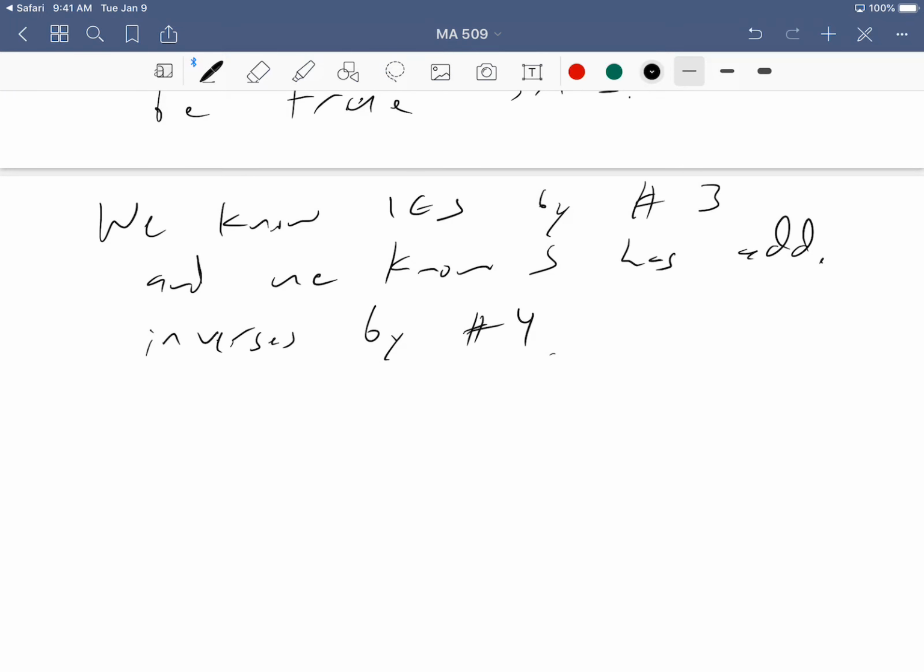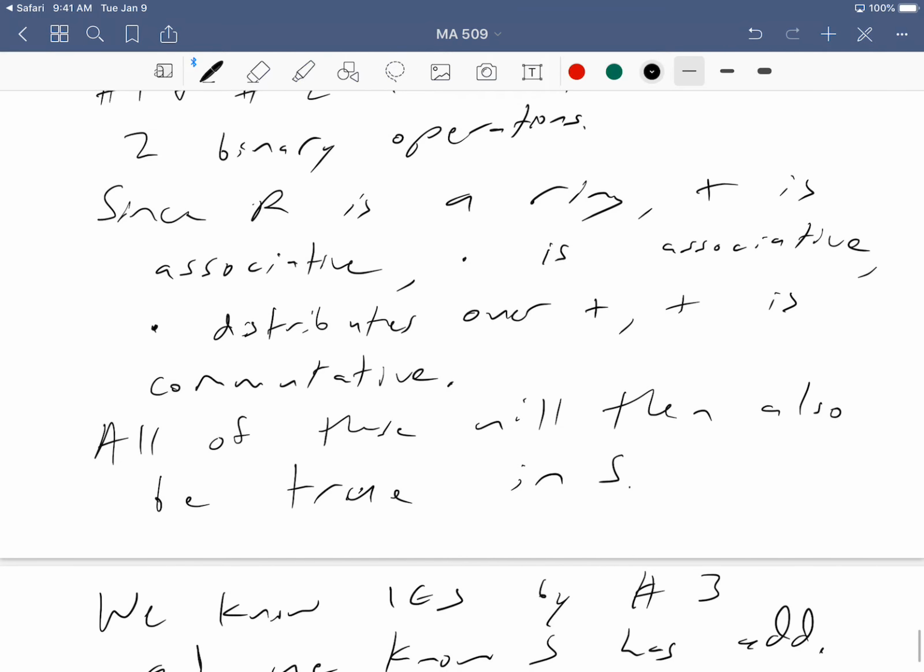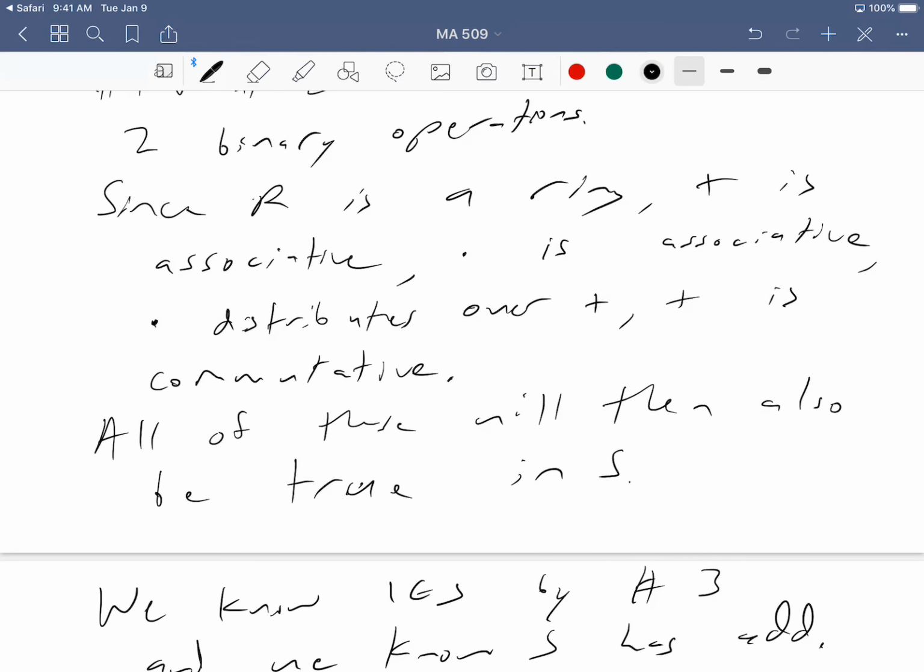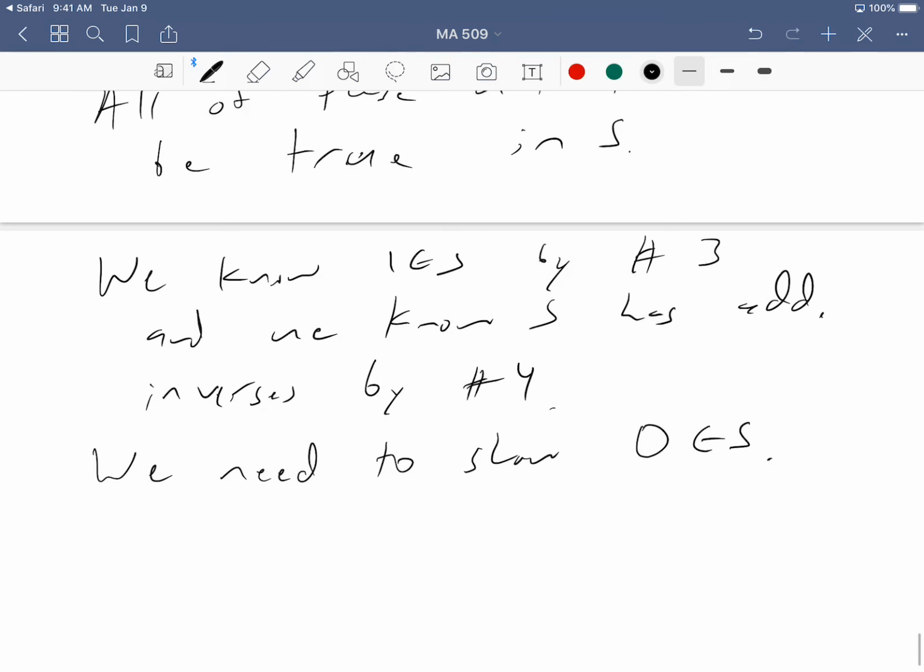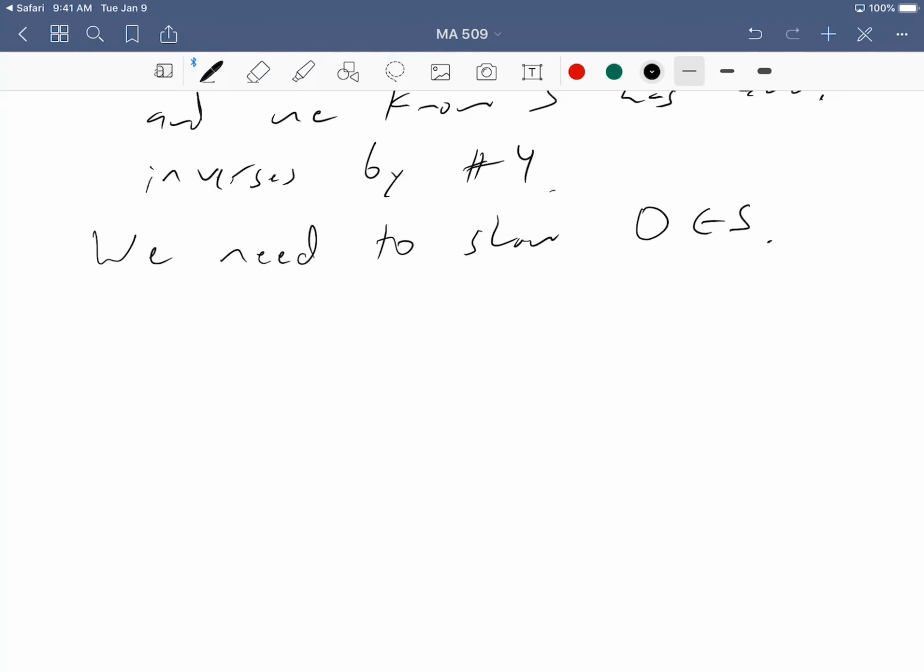The only one that's left is that we need to show 0 is in S. Okay, that's the only ring property left. The rest of them we've taken care of. There are 4 of them up here, associative, associative, distributive, commutative, and there's 2 more here. 1 is in there, additive inverses are in there. So all that's left is that 0 has to be in S. Okay, so why is 0 in S?